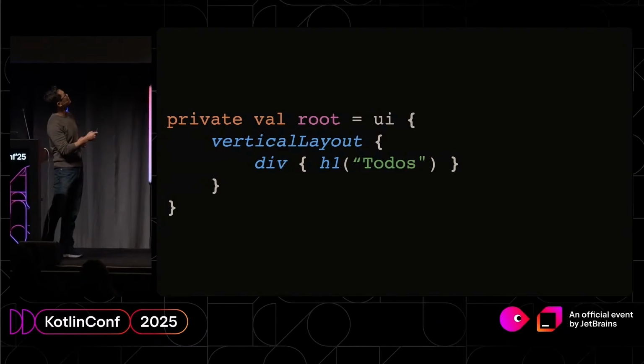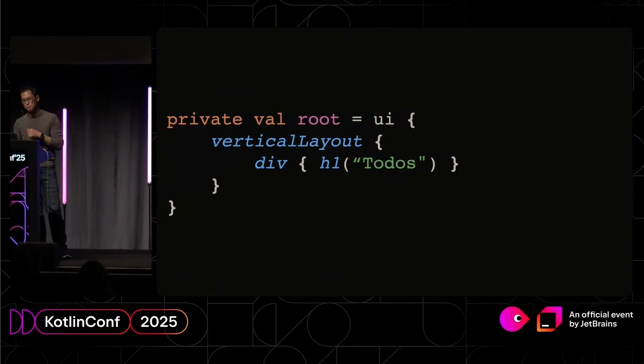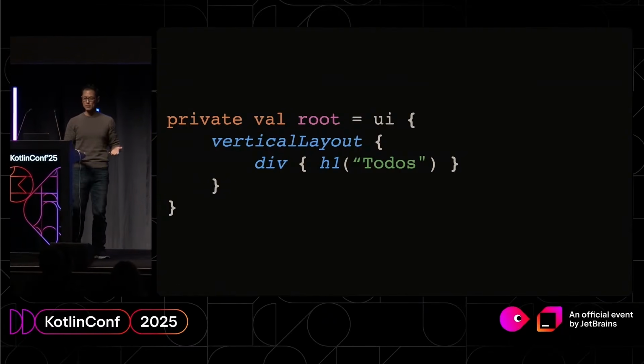We assign it to this root object in case we want to do something with it later. Often you don't, but it's there if you need it. If you wanted to, you could just put this UI block in the init of your class, and you'd be good to go. OK, so now we've got the Chrome, and we've got the basic layout. Now let's create the list.